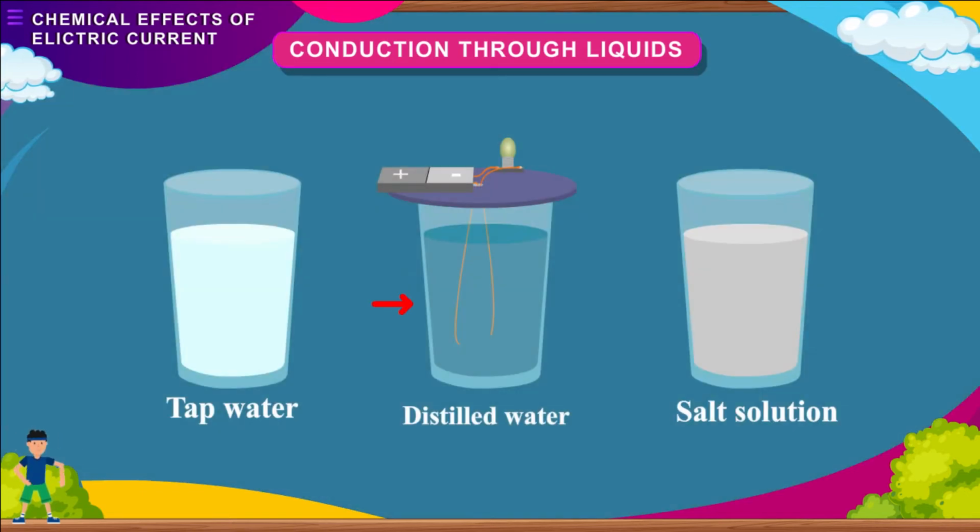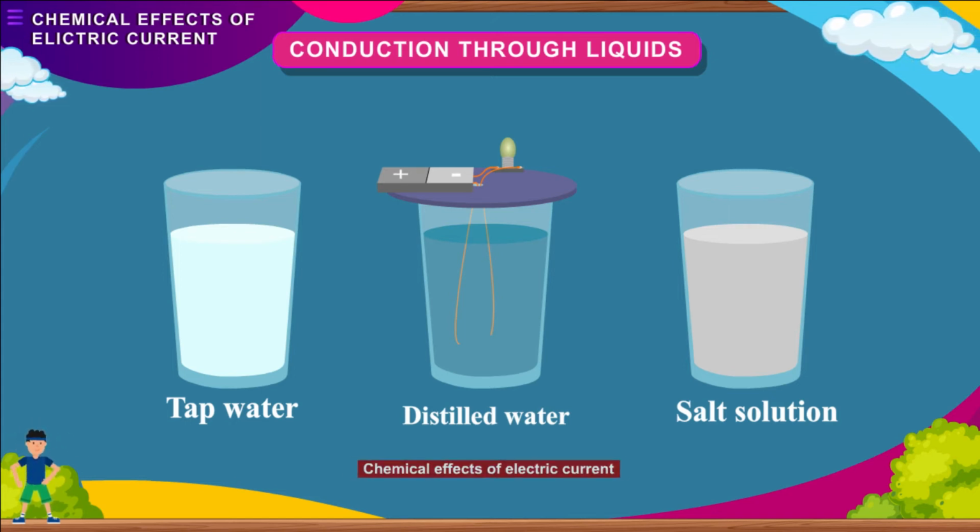Although distilled water is a poor conductor of electricity, as it does not have free ions to conduct electricity, when salt is dissolved in it, it becomes a good conductor. Tap water also conducts electricity because tap water is not pure water and has some salts dissolved in it. The passage of electric current through a conducting liquid causes chemical reactions. The resulting effects are called chemical effects of electric current.